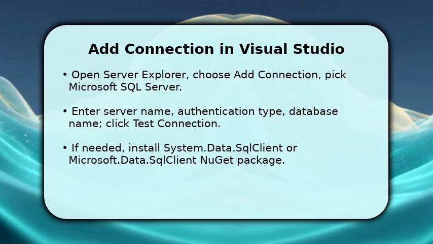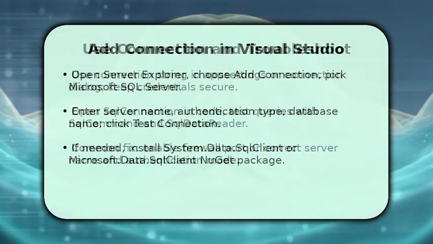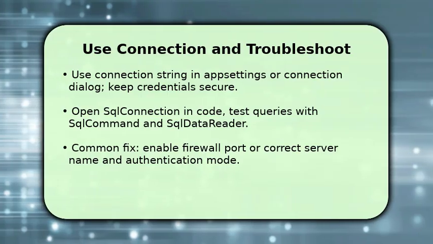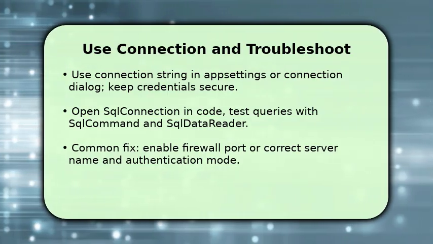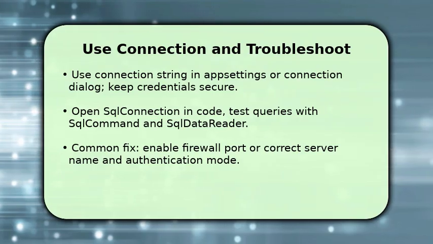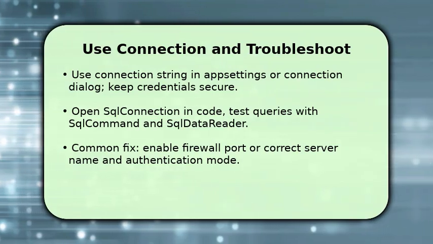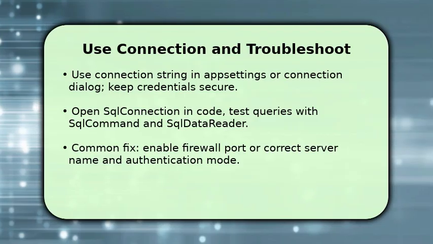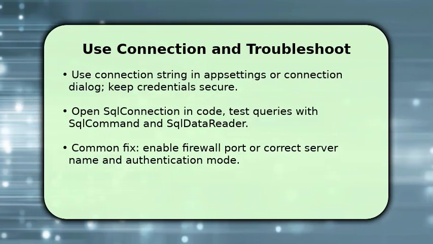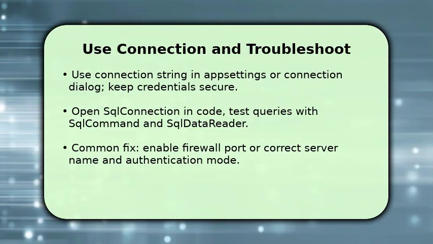You finish by wiring the connection string into your app settings.json or configuration file. It includes server, database, and authentication details so your code can read it. In code, create a SQL connection, open it, and run a simple select to confirm data access. This proves both connectivity and permissions.